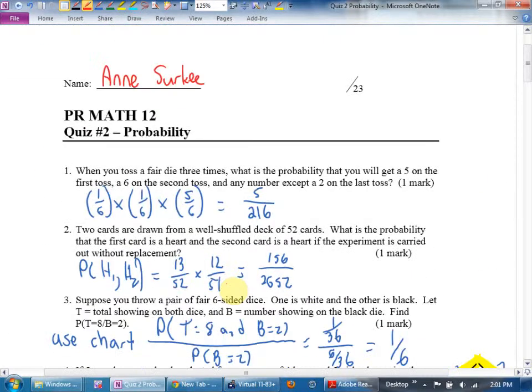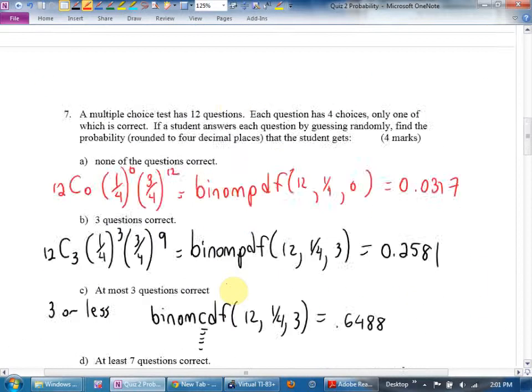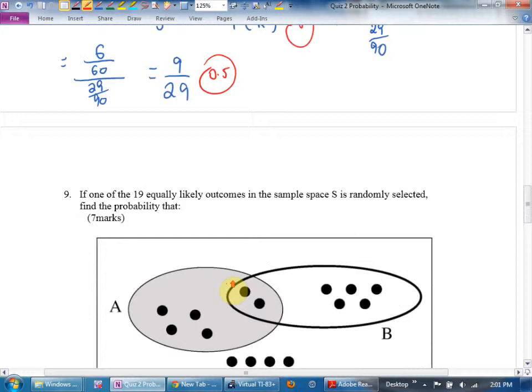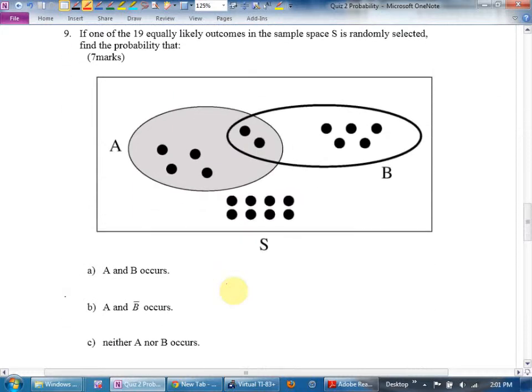Oh, is that the back page? I'm not done. Oh, yeah, there's even more. That seemed a little short. Oh, my favorite, Venn diagrams. Cool. How many dots are there? 19, okay. What's the probability that A and B occurs? 2 out of 19. What's the probability that A and not B occurs?